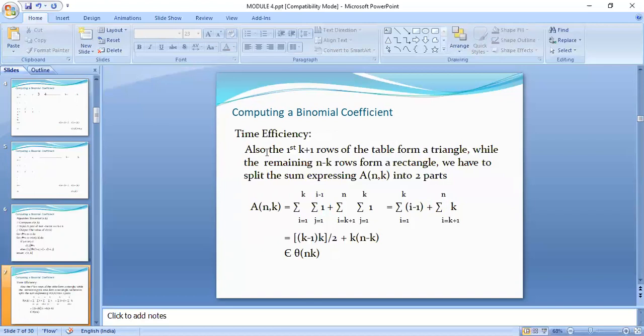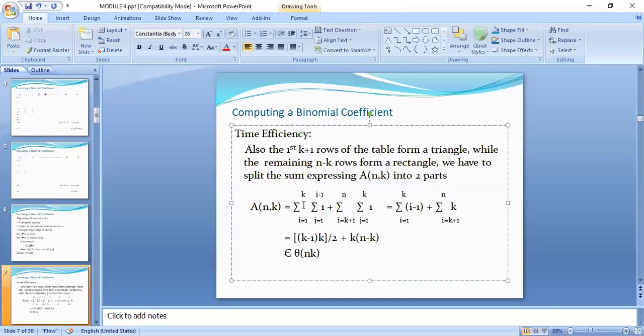So we have to split the sum expressing A(n,k) as two parts. What are the two parts? The first k plus 1 rows are in the form of a triangle, so you will say it as i equal to 1 to k, j equal to 1 to i minus 1. What is the value? And similarly for n. So from that you will be reducing it. This we will see in detail.